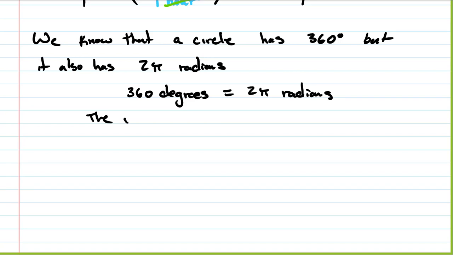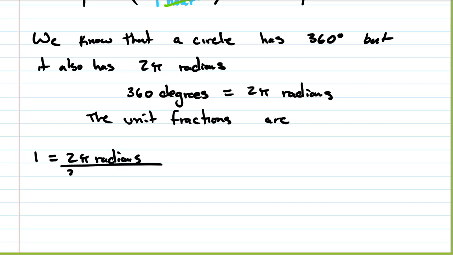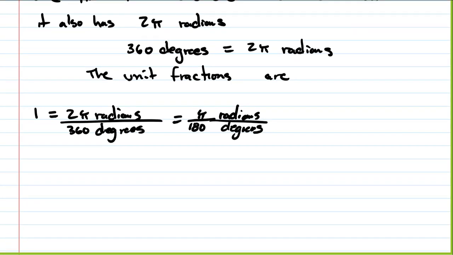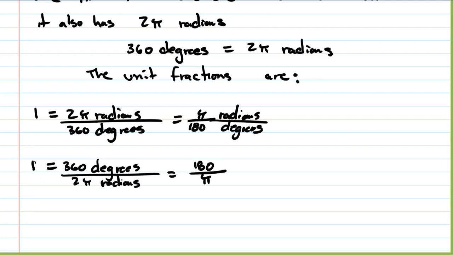So the unit fractions are, if we divide both sides by 360 degrees, we get 2 pi radians over 360 degrees, which would reduce to pi divided by 180, and then we would have radians over degrees. And if we do our division the other way, if we divide both sides by 2 pi, we get 1 is equal to 360 degrees divided by 2 pi radians, and we get 2 goes into 360 180 times, so 180 over pi, and this time we have degrees over radians.